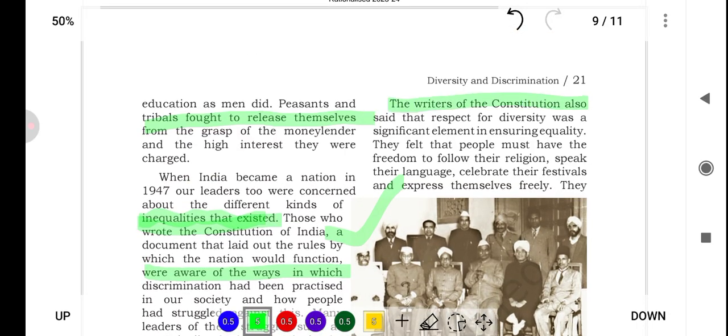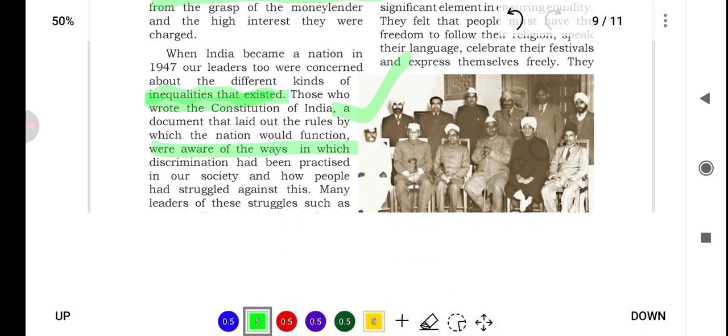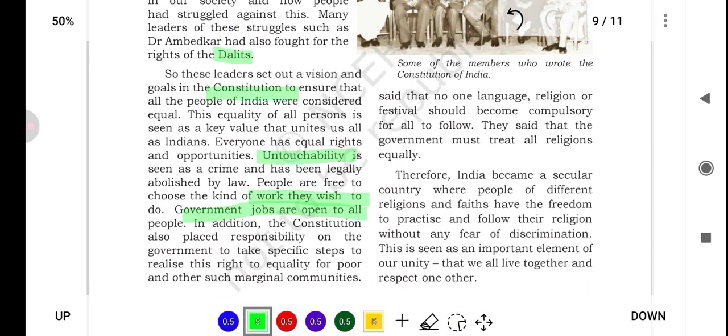The writers of the Constitution also said that respect for diversity was a significant element in ensuring equality. They felt that people must have the freedom to follow their religion, speak their language, celebrate their festivals, and express themselves freely. Some of the members who wrote the Constitution of India said that no one language, religion, or festival should become compulsory for all to follow. They said that a government must treat all religions equally.